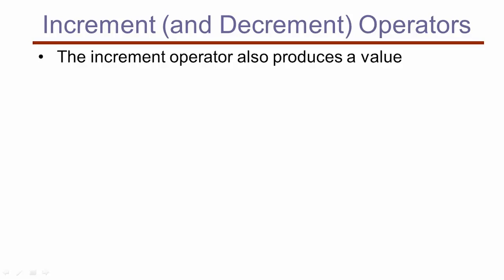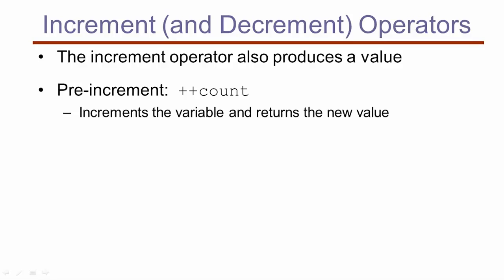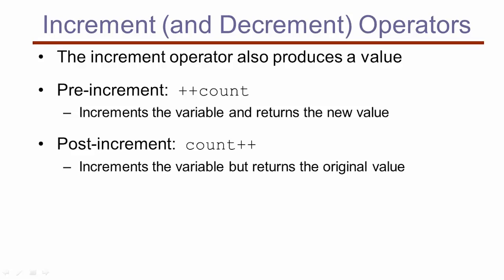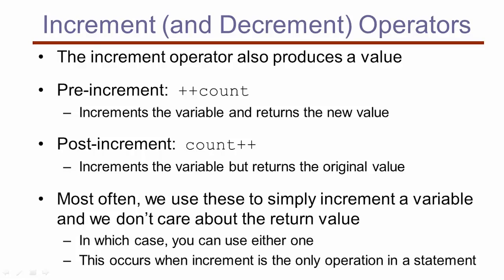Besides incrementing or decrementing a variable, these operators also return a value. In the case of pre-increment, where the plus plus operator precedes the variable being incremented, not only is the variable incremented, but the new value is returned as the result of the expression. In the case of post-increment, where the plus plus operator follows the variable being incremented, not only is the variable incremented, but the original value of the variable is returned as a result of the expression. In most cases, we are only using these operators to increment a variable, and we ignore the return value, in which case you can use either pre-increment or post-increment.